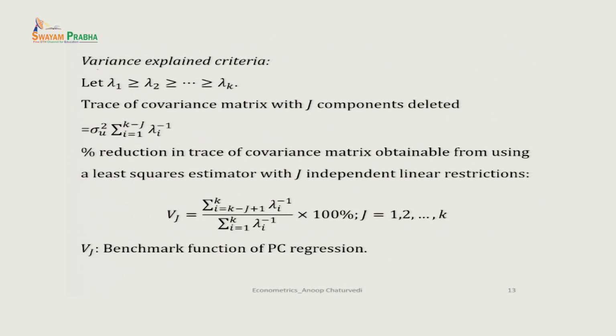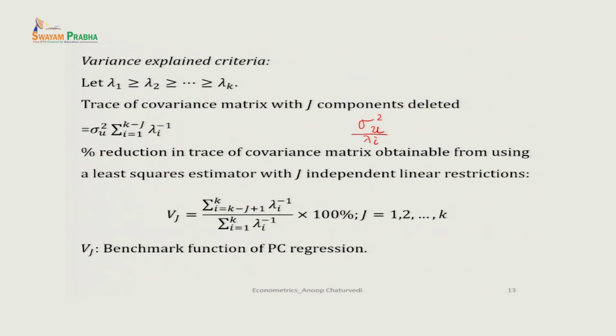Another option to select the number of principal components is the variance explained criterion. Again we assume that the eigenvalues are in decreasing order, so lambda 1 is greater than or equal to lambda 2, and so on, greater than or equal to lambda k. Then the trace of the covariance matrix with j components deleted is sigma square u times the summation i equal to 1 to k minus j of lambda i inverse. Remember that the variance of the ith component is sigma square u upon lambda i.